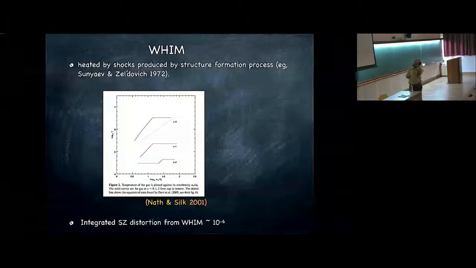A number of years ago, I also tried to calculate the equation of state for this warm-hot intergalactic medium, taking clues from the 1972 paper by Sunyaev and Zeldovich. Basically, it's shock-heated because of structure formation. One of the interesting predictions that we made is that the integrated Sunyaev-Zeldovich distortion from the warm-hot intergalactic medium could be of the order of 10⁻⁶, which is very, very small. But again, in the next decade, this may be detected.